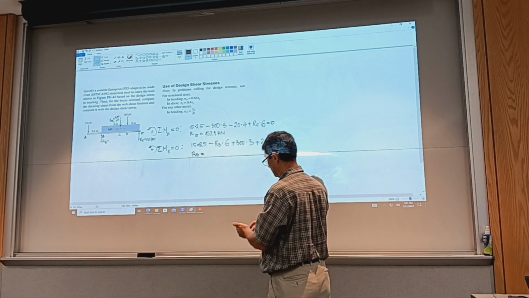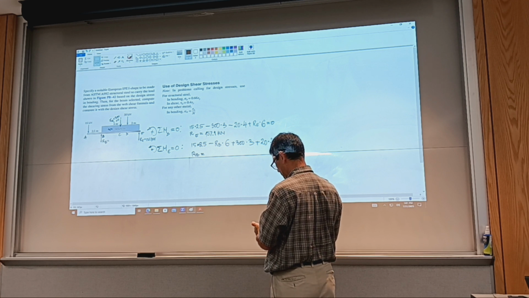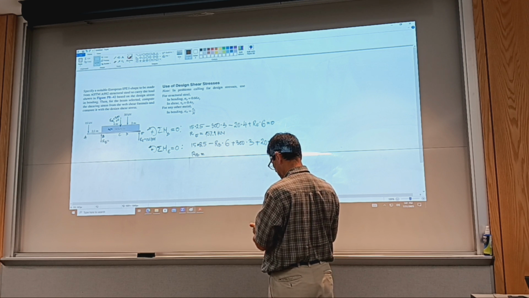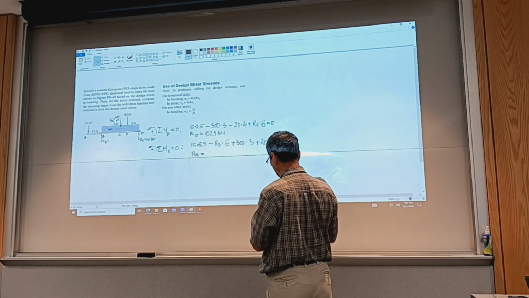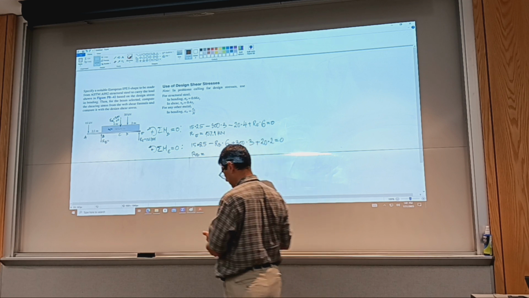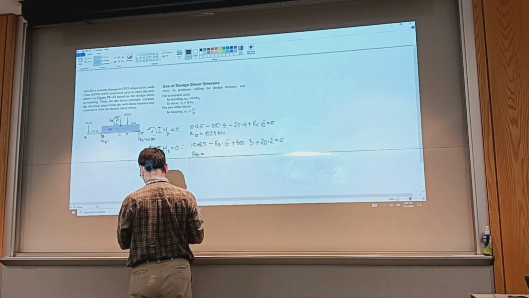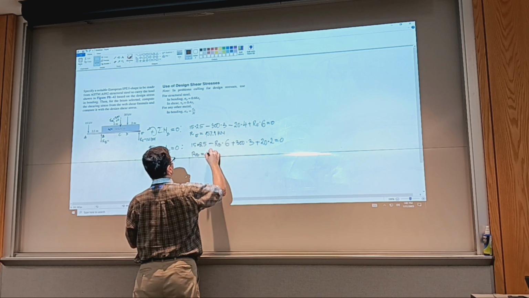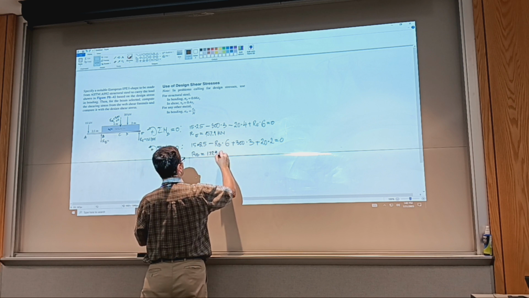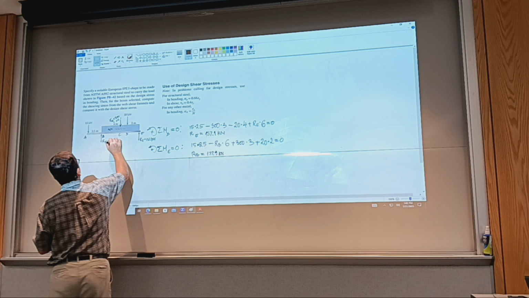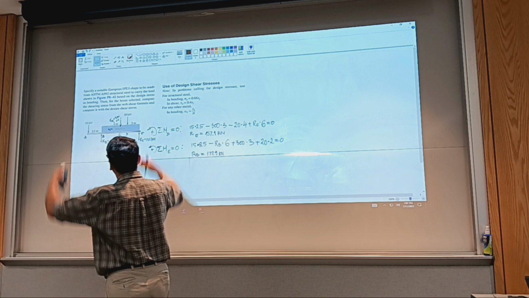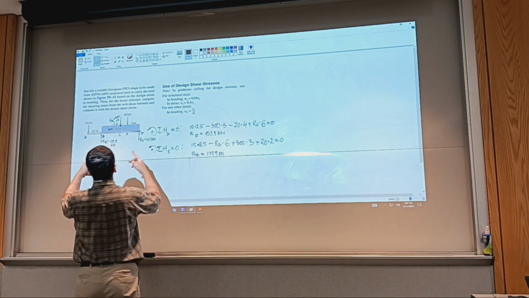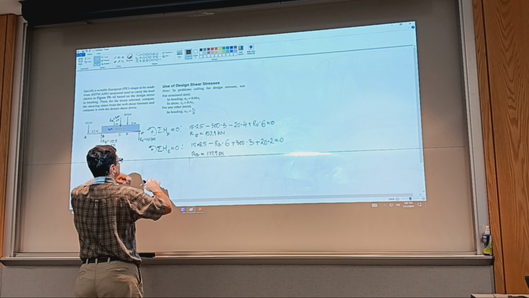So RB now is 15 times 8.5 plus 300 times 3 plus 20 times 2, over 6, equals 177.9 kilonewtons. All loads point down, reaction forces should be up, at least from that perspective we're correct.